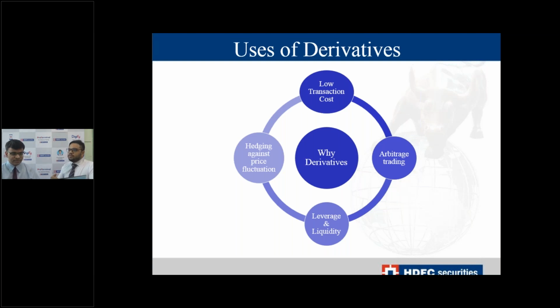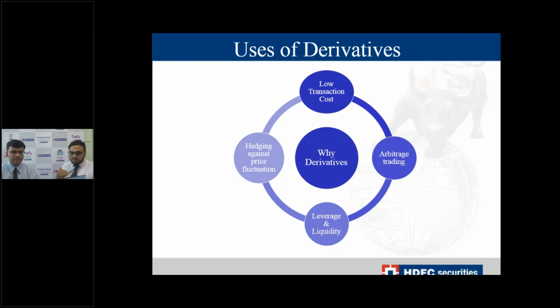Before digging deep into the other concepts of derivatives, we should know why derivatives. Derivatives are definitely an edge over the cash market. But before that, we should understand what the advantages are and how we can use them. First, derivatives involve a low transaction cost when compared to the cash market. Second, because there is a spread between the futures and the cash market, traders have arbitrage trading opportunities.